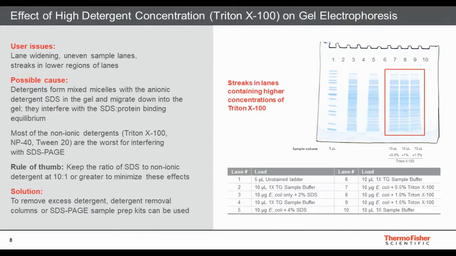The solution here would obviously be to remove the excess detergent, and for this, detergent removal columns are available, or you can use SDS-PAGE sample prep kits that could help remove this excess detergent from your samples.